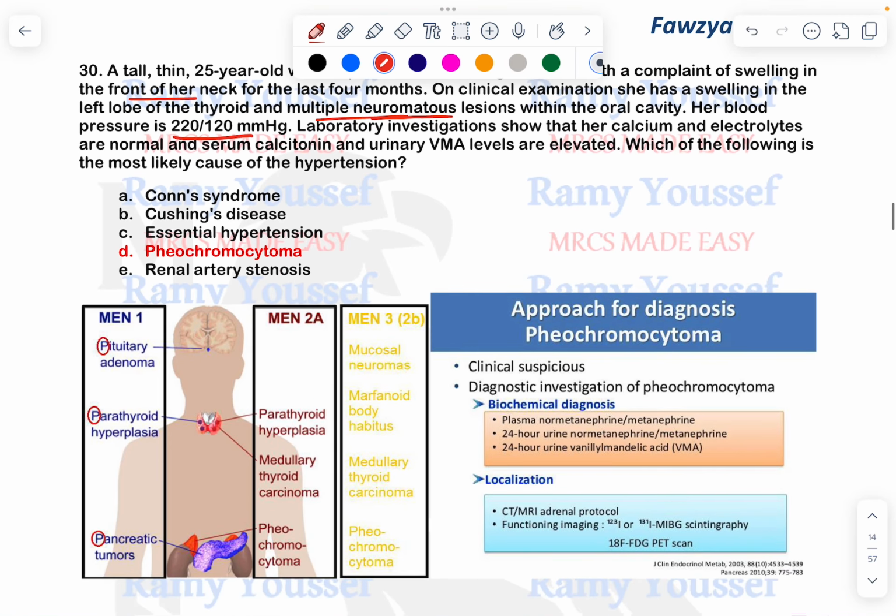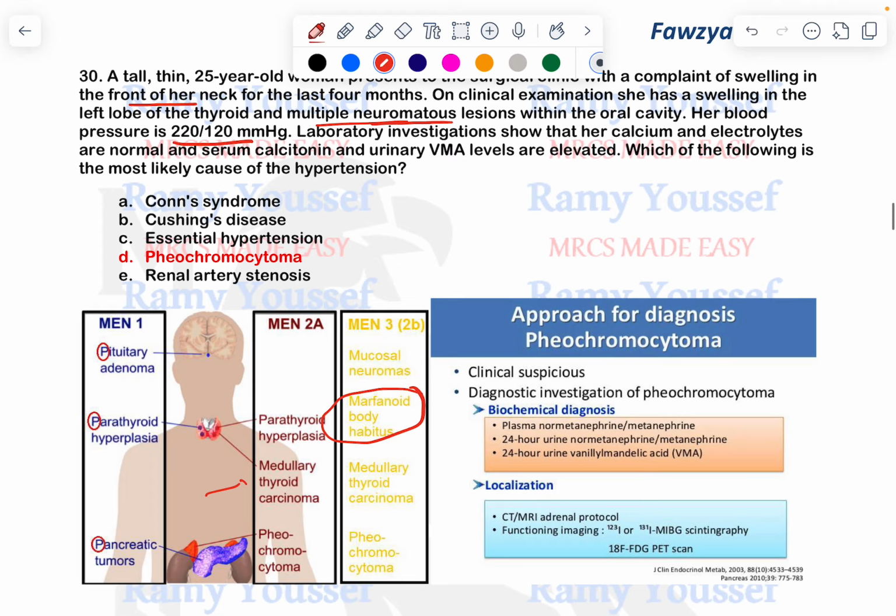So this one is talking about MEN 1, 2, 3. Here in MEN 1 it is pituitary adenoma, parathyroid hyperplasia, pancreatic tumor. And second, MEN 2A and 2B, there is parathyroid hyperplasia, medullary thyroid carcinoma, and pheochromocytoma. In addition, tall, marfanoid habitus. And what is the other thing? Multiple neuromas. These are mucosal neuromas in addition to medullary thyroid carcinoma, pheochromocytoma, and marfanoid habitus.